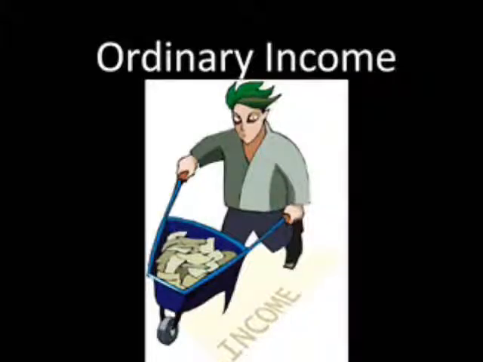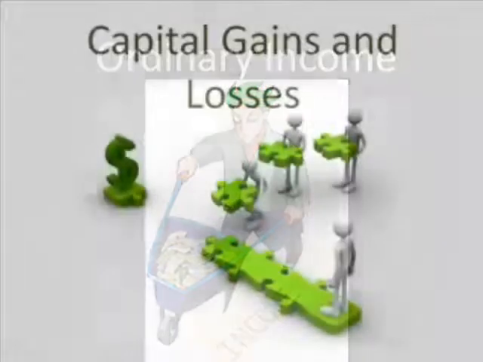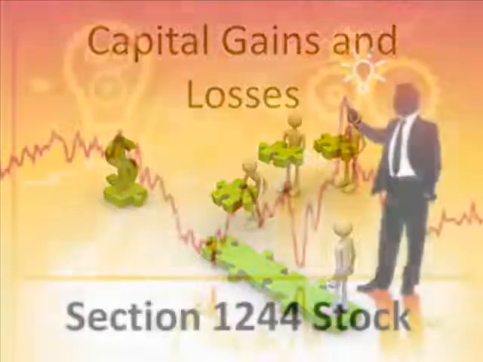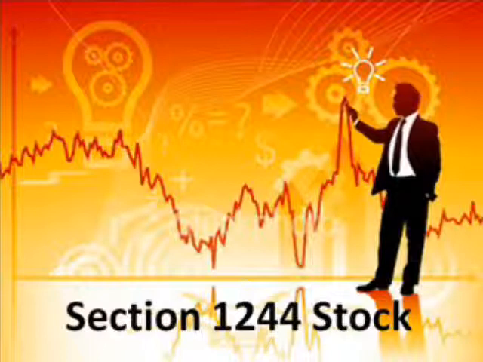In these lectures, ordinary income refers to income earned in the ordinary course of business, including any salary. Capital gains and losses refer to the gains and losses from sale of property that are not part of the firm's regular business. Section 1244 stock is a special class of stock that allows the owner to claim an ordinary income tax deductible loss should the stock become worthless.